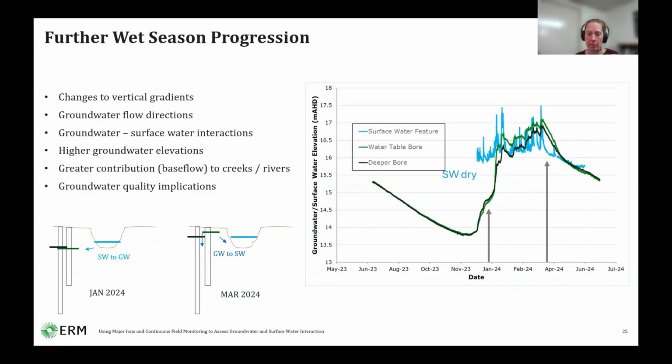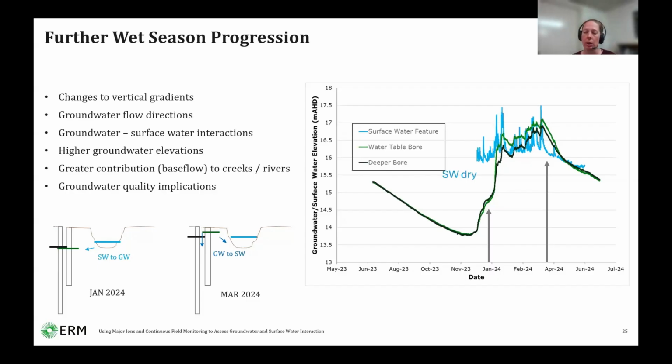So in the graph on the right, the surface water feature, which is shown in blue, was initially dry before December 2023. The water level in that surface water feature responds really quickly as it rains in December and November. I haven't actually shown the rainfall. That would have been helpful. And then initially the surface water elevation in the blue is higher than those nearby shallow groundwater bores, which are in the green and black. And that means there's a potential for surface water to discharge or leak vertically to groundwater. And you can see that in the little conceptual diagram I've drawn on the left-hand side for January 2024.